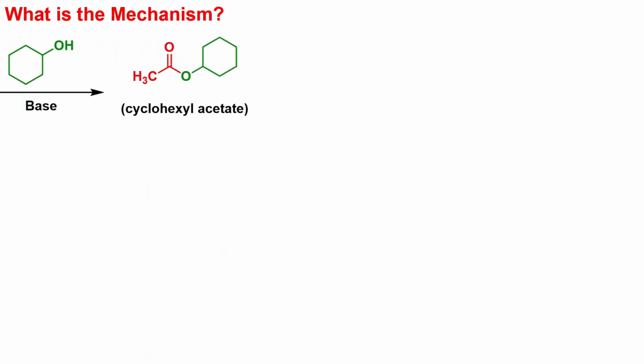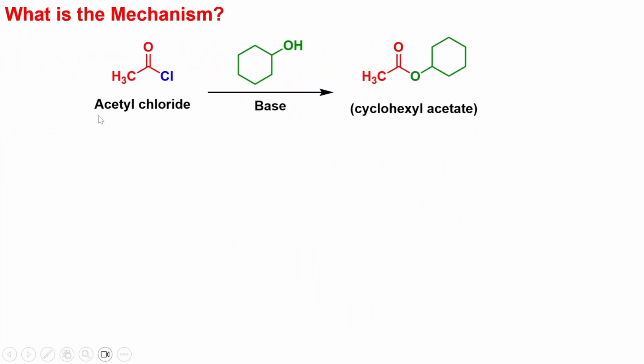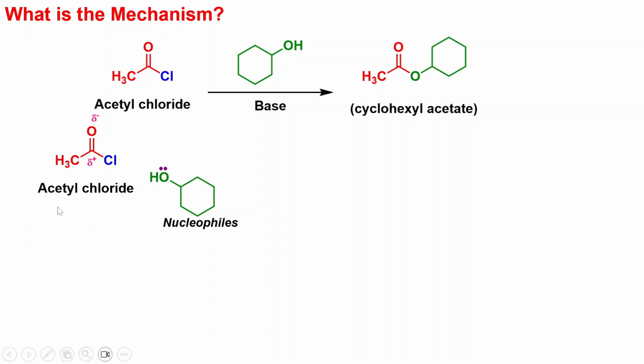We can take the same reaction here, where we are converting an acetyl chloride into an ester using an alcohol in presence of a base. This is our starting material, the acetyl chloride, and the carbonyl group is here. You know that the carbon here has a partial positive charge and the oxygen has a partial negative charge. And you have the alcohol, and the oxygen has lone pairs, so this can act as a nucleophile. The acetyl chloride can act as the electrophile.